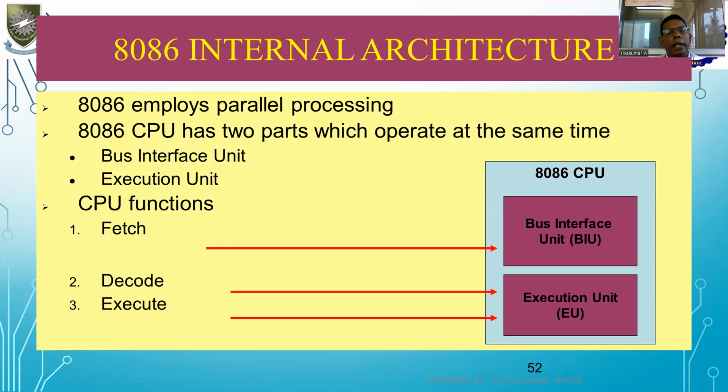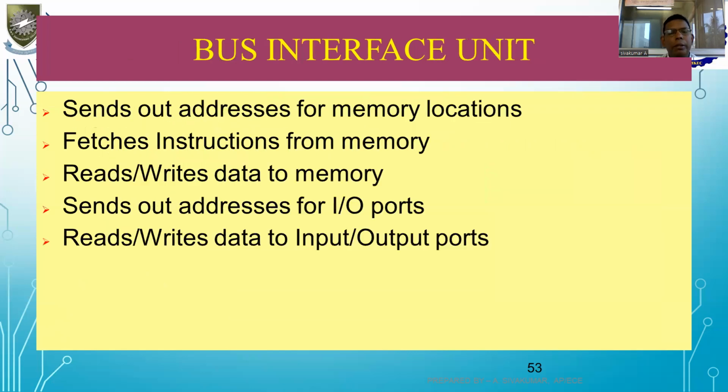That is the internal architecture. The internal architecture is broadly divided into two units: the bus interface unit and the execution unit. The CPU functions are to fetch, decode, and execute instructions. The fetching operation is done by the bus interface unit. Decoding and execution are done by the execution unit. The bus interface unit only fetches the opcode and data.